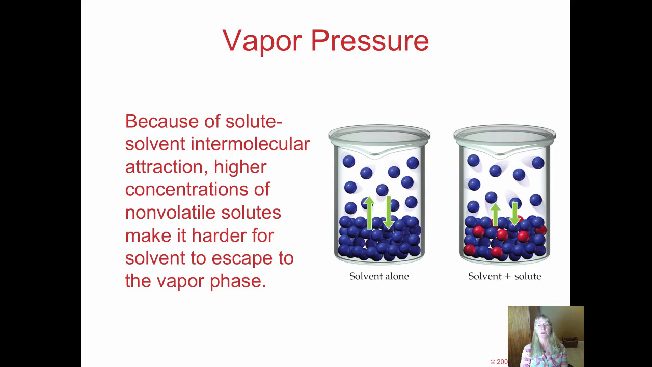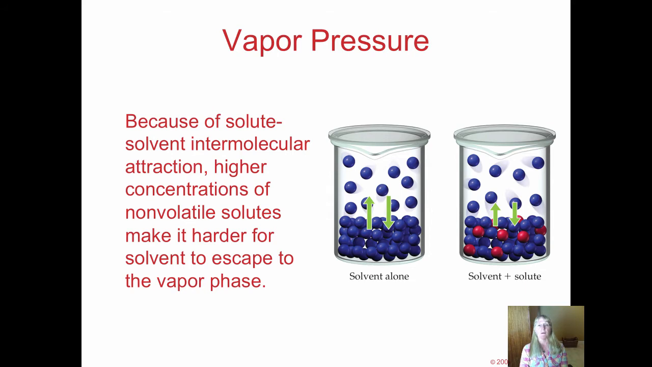If the container top is sealed, particles leave the solution and go out into the vapor phase and also return, and eventually reach an equilibrium vapor pressure as long as the temperature isn't changed and we don't do anything to contaminate the solvent. But in the picture on the right, if you add a solute, pictured by the red spheres, now you've increased the intermolecular forces of attraction between solute and solvent, and two things happen.